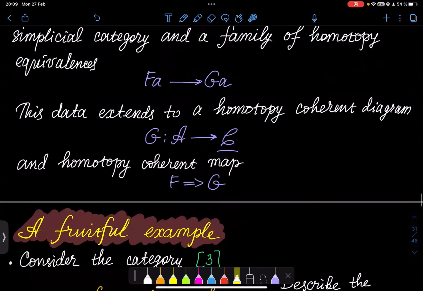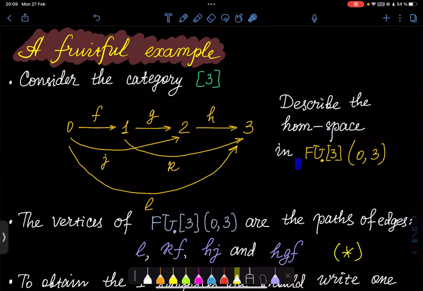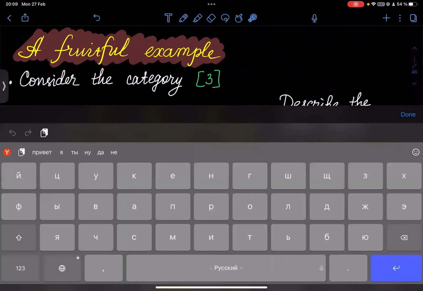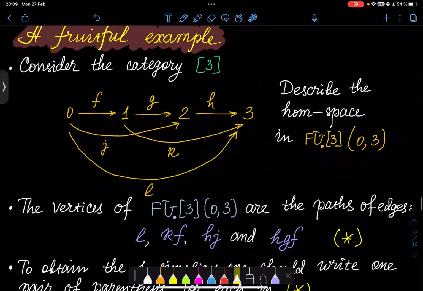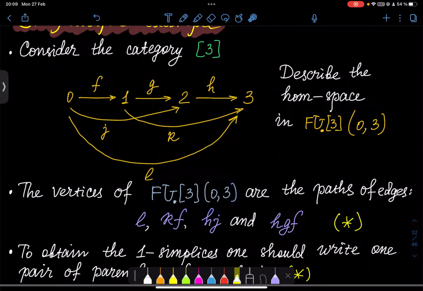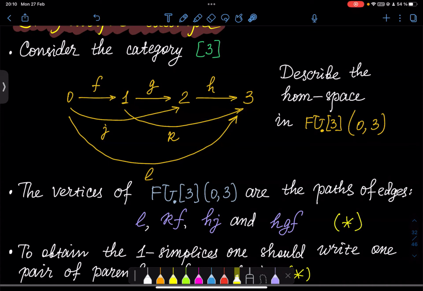So consider the following example. Consider the following category, and we want to describe the hom space. This hom space, the hom space between objects 0 and 3 in this simplicial object. So what are the vertices of this hom space? They are the paths of edges. So we should consider different paths consisting of arrows of this category.